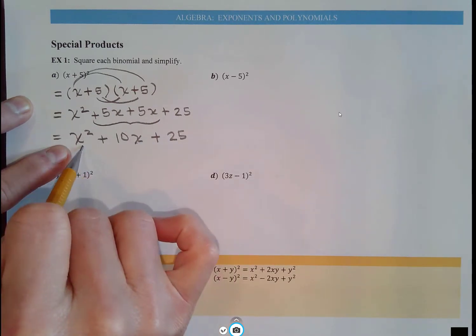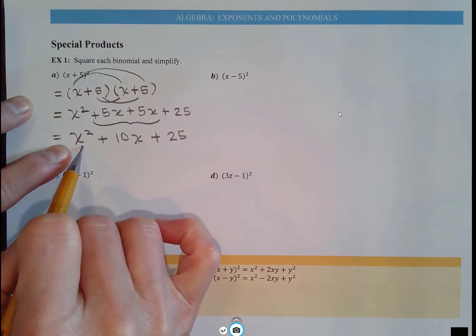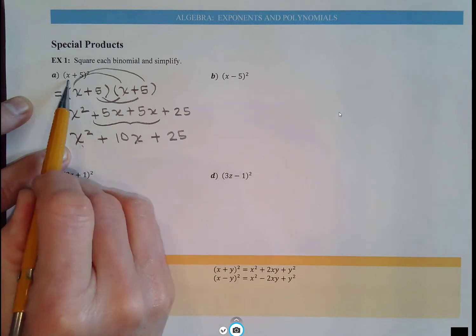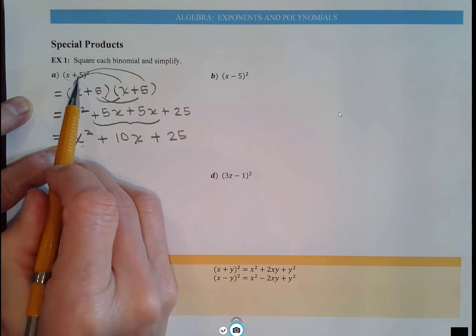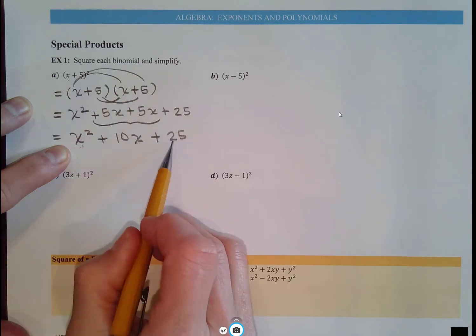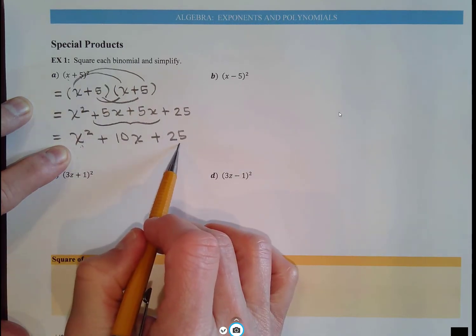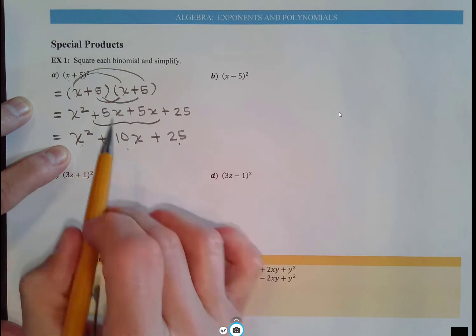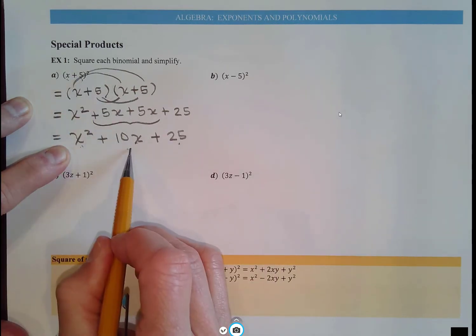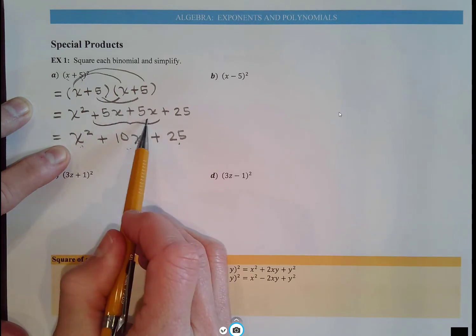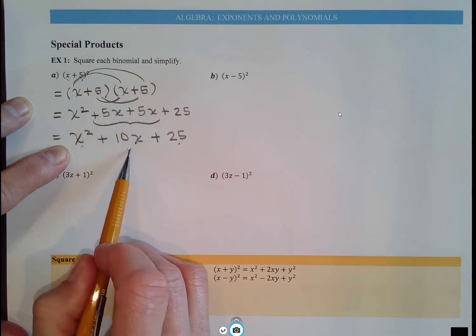Our end product is a perfect square trinomial. That's the result of multiplying x times itself to get x squared, 5 times itself to obtain 25. And our middle term is the product of x times 5 twice, or 2 of these 5x's to achieve 10x.